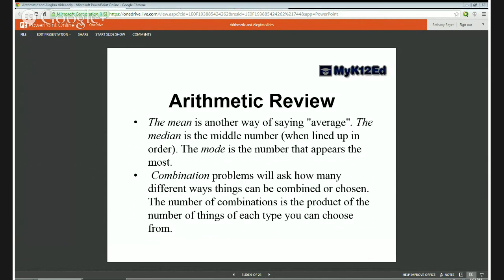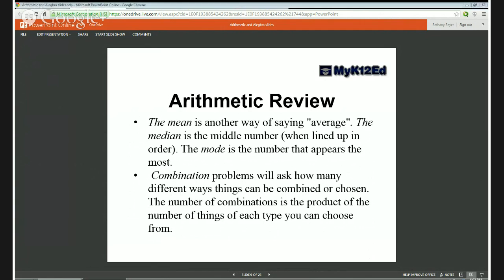Combination problems will ask how many different ways things can be combined or chosen. The number of combinations is the product of numbers of things, of each type of thing you can choose from. So all you would do for a combination problem, usually you multiply. So if there's 2 hats to choose from, 3 shirts to choose from, 2 pairs of pants to choose from, 2 times 3 times 2.